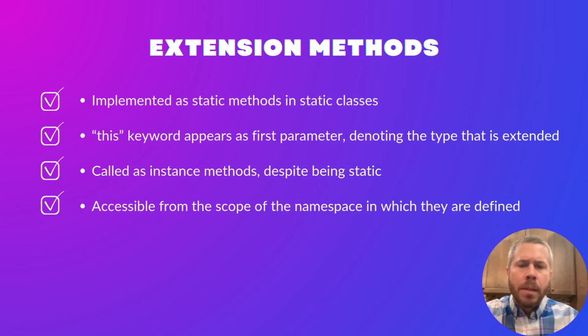Extension methods are implemented as static methods within a static class. The first parameter of an extension method is preceded by the this keyword, indicating that the method extends the type of that parameter. Despite being static, extension methods are invoked using instance method syntax, making them appear as if they are part of the extended type. Extension methods are only accessible within the scope of the namespace in which their containing static class is defined, requiring a using directive to be used.